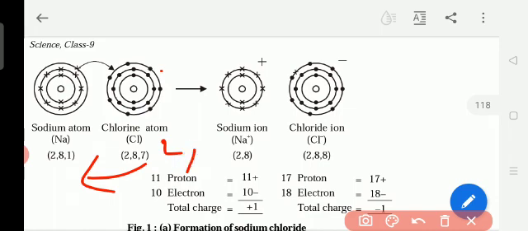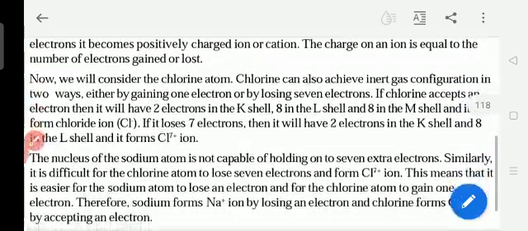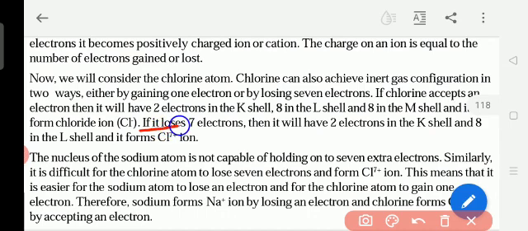Now we will study, consider the chlorine atom. Chlorine can also achieve inert gas configuration in 2 ways, either by gaining 1 electron or by losing 7 electrons. So chlorine also has the 2 chances. Okay. So what are the 2 chances? Chlorine can give 7 electrons, so it becomes 2, 8, and it can also gain an electron to become 2, 8, 8.